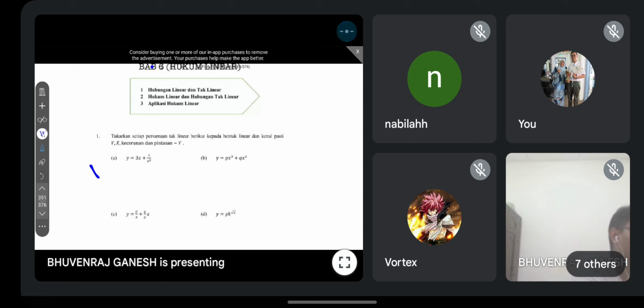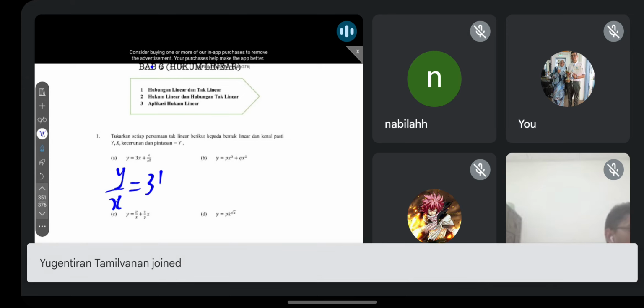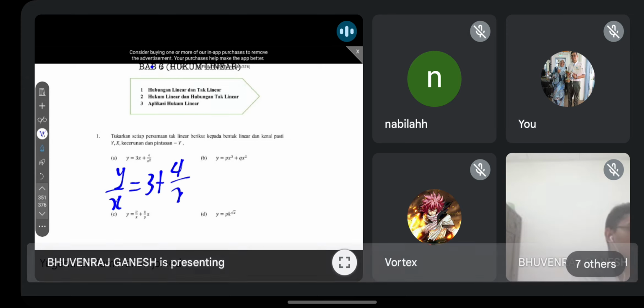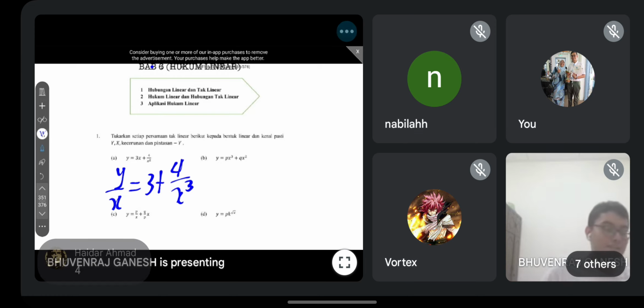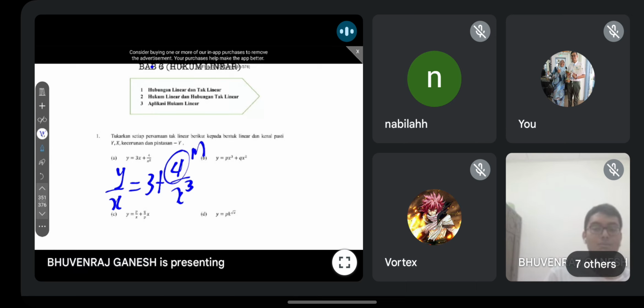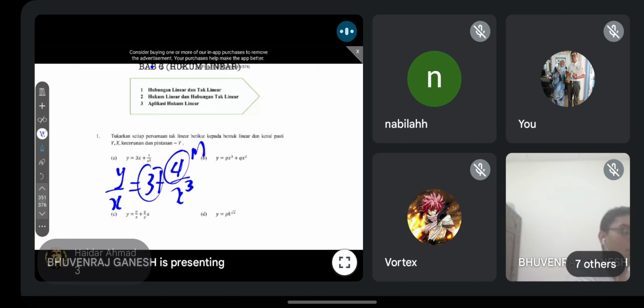So you will get y over x is equal to 3 plus 4 over x cubed. So can I ask you guys, based on this, what is your gradient value? Apa nilai kecerunan kat sini? Yes, this is your gradient. What is your y-intercept? Pintasan y? All these you must identify, guys. Then only you can solve the questions later on. Okay, this is your c.